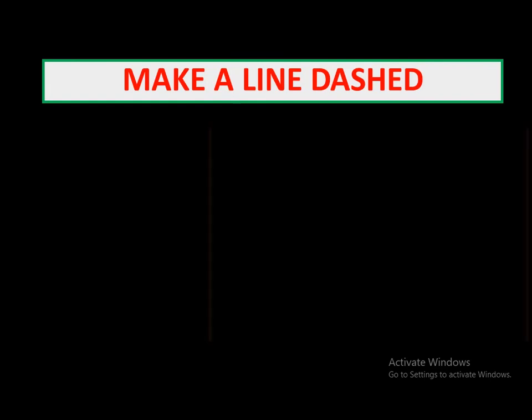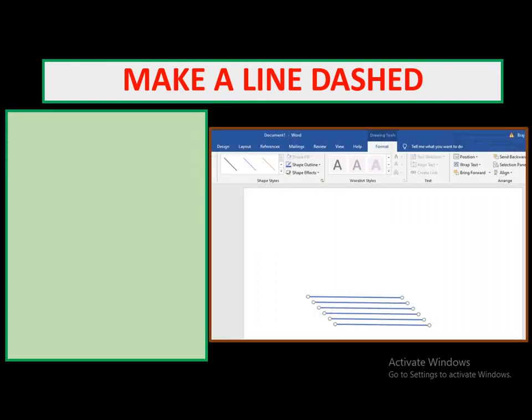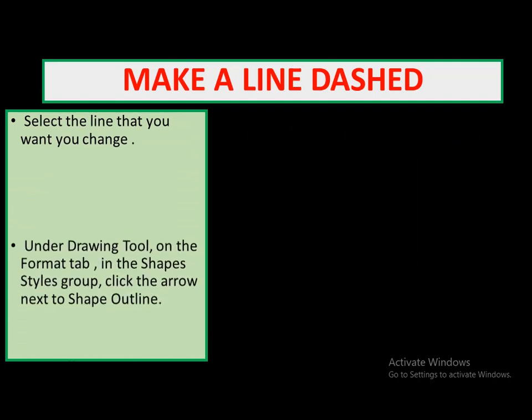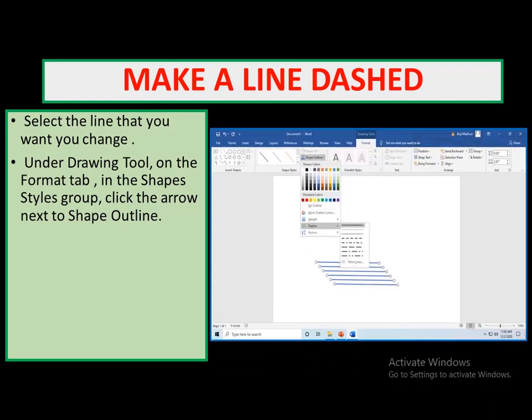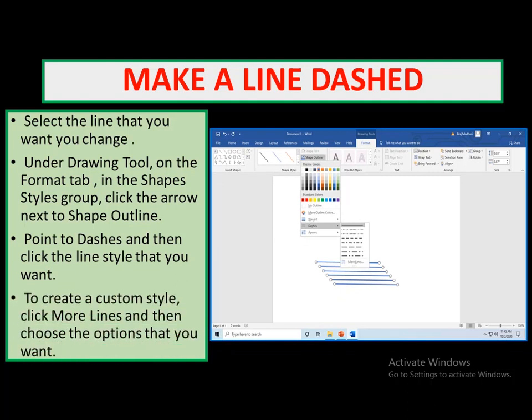Make a line dashed. Select the line that you want to change. Under Drawing Tools on the Format tab in the Shape Style group, click the arrow next to Shape Outline. Point to dashes and then click the line style that you want. To create a custom style, click More Lines and then choose the option that you want.